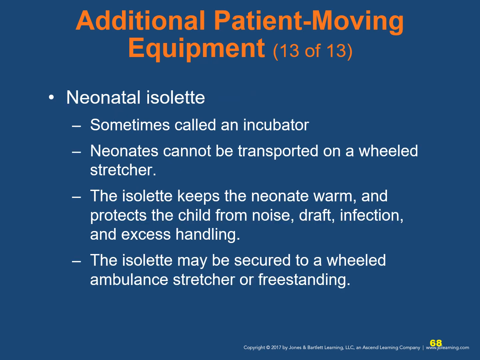There is a neonatal isolette. A neonatal patient cannot be transported on a wheeled ambulance stretcher. A neonatal isolette is sometimes referred to as an incubator. It keeps the neonatal patient warm with moistened air and a clean environment and protects from noise, drafts, infection, and excessive handling. The isolette can be placed directly on a wheeled ambulance stretcher and secured with seat belts. Freestanding and secured into the back of an ambulance in place of the stretcher is also another option.